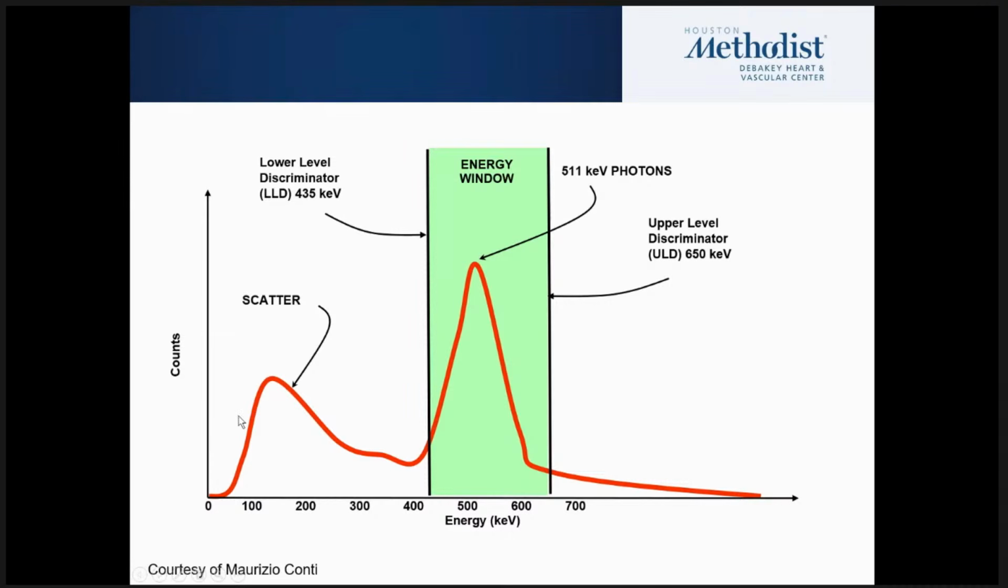That's why if you have a good sensitive system, you are able to tighten your energy window and accept only those photons that are close to 511 keV, and still have enough counts to generate an image.